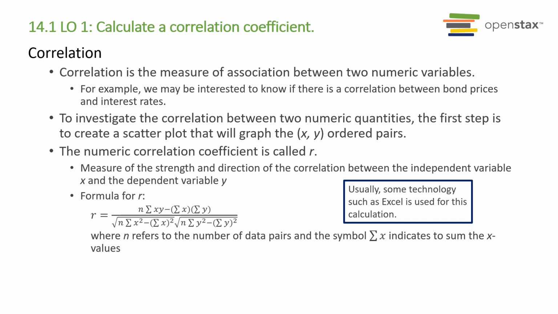Correlation analysis studies the relationship between bivariate data, which is data collected on two variables, where the data values are paired with one another. Correlation is the measure of association between two numeric variables. For example, you may be interested to know if there's a correlation between bond prices and interest rates, or between the age of a car and the value of the car. To investigate the correlation between two numeric quantities, the first step is to create a scatter plot that will graph the XY ordered pairs. The independent or explanatory quantity is labeled as the X variable, and the dependent or response quantity is labeled as the Y variable.